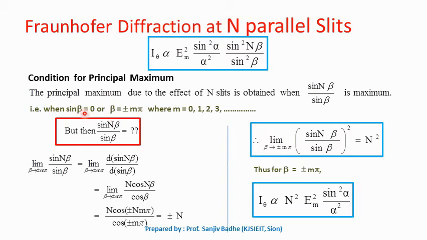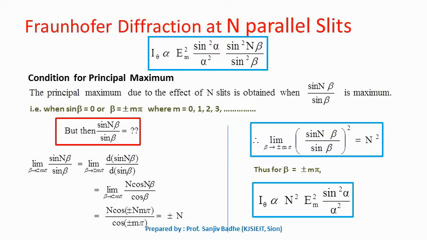But when beta is equal to 0 or beta is equal to plus or minus m pi, sin n beta will also become 0 because n is an integer. Integer multiplied by an integer will be an integer. So sin of n beta will also be equal to sin of an integral multiple of pi. So its value cannot be determined easily. We will have to take help of limits in order to find the value of sin n beta upon sin beta when beta approaches plus or minus m pi.